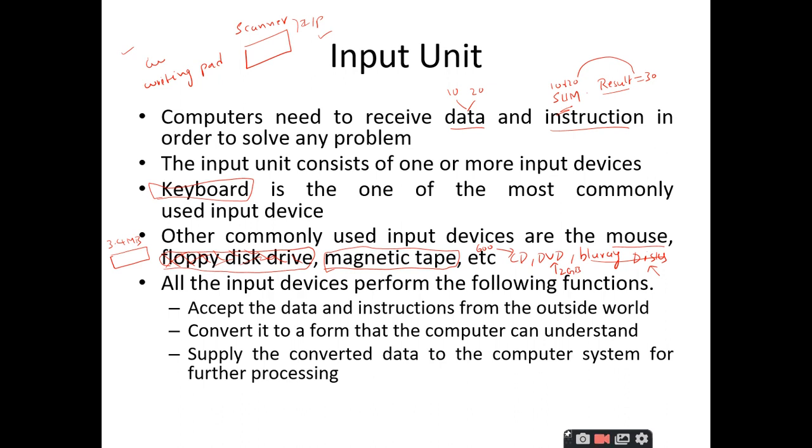The main purpose of these input devices, as I told, is that they accept the data and instructions from the outside world, and convert them into a form that the computer can understand. Your writing may not be understandable for the computer. You write CD. This CD is human language, a natural language understandable by the programmer or the user, but this C and D are not understandable by computers. They have a separate format. They only understand zeros and ones.